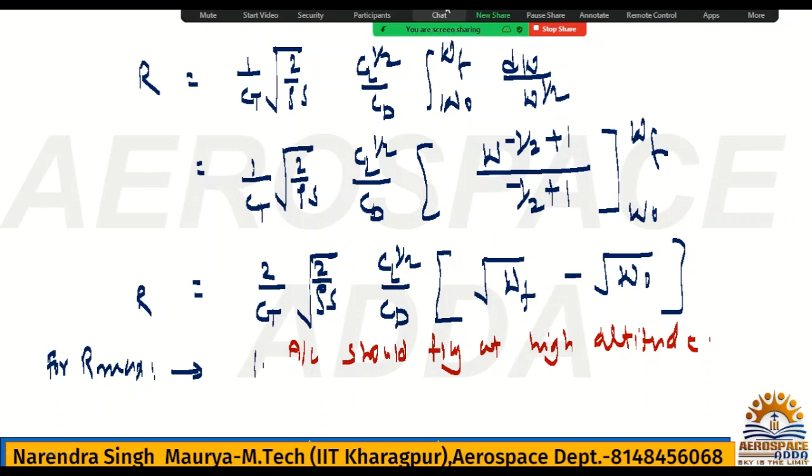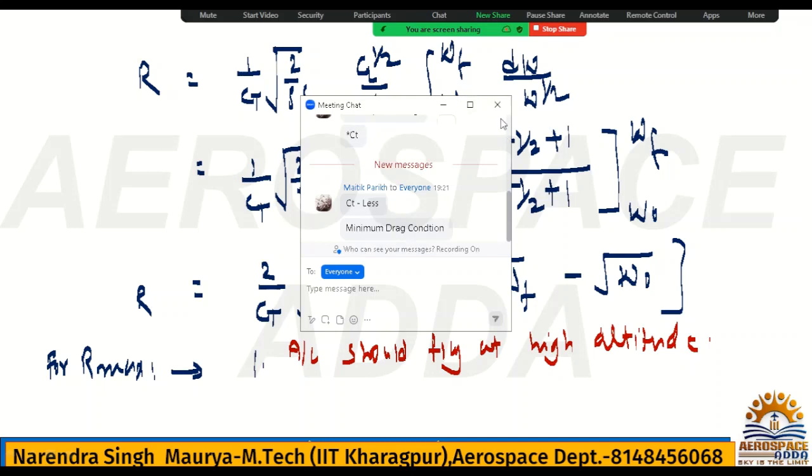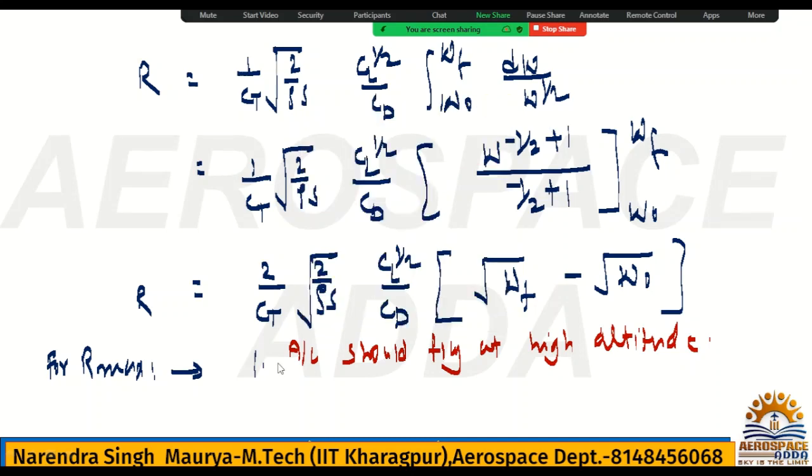Okay, fine. Now point one, point two, CT should have a lower value. Yes or no? What is CT? Thrust specific fuel consumption, meaning fuel consumption should be very less, and that is true also. You don't want to burn more and more fuel, so CT should be small.